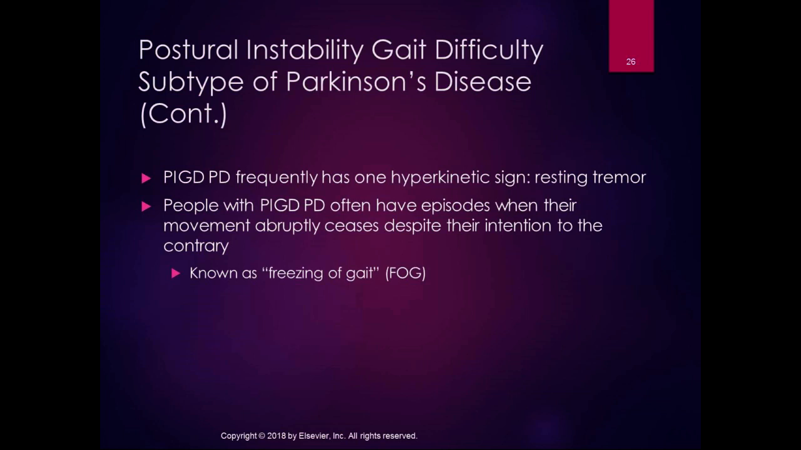People with akinetic Parkinson's, especially in the later stages, often have those freezing episodes when their movement abruptly ceases, despite their intention to the contrary. And it's known as FOG, freezing of gait. And it's really frustrating for people. It's stressful and it's frustrating. And we have a couple different strategies that we use to deal with freezing of gait. It has to do with muscle tone. They don't know specifically what causes the freezing, but it is very frustrating for people.